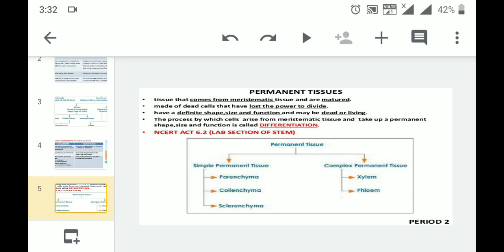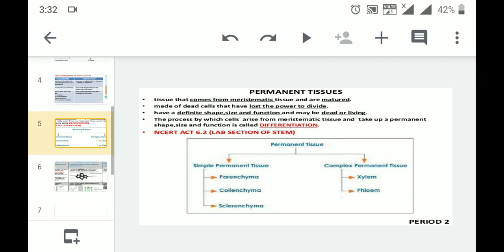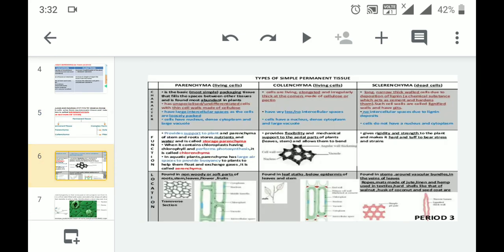So, here you can see permanent tissues are of two types, that is simple permanent tissue and complex permanent tissue. Simple permanent tissue includes parenchyma, collenchyma and sclerenchyma, and complex permanent tissue includes xylem and phloem. Now we will see the difference between parenchyma, collenchyma and sclerenchyma on the basis of character, function and location.